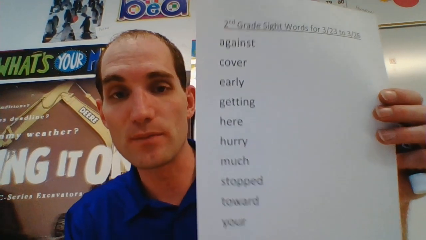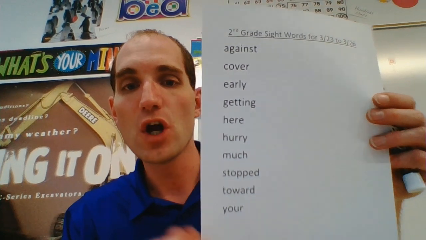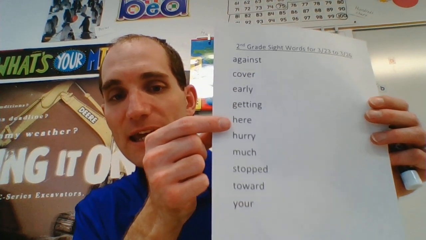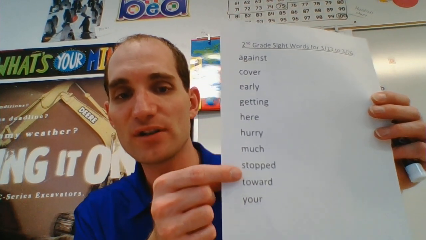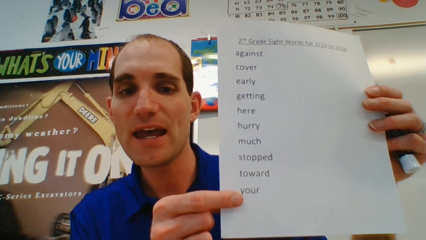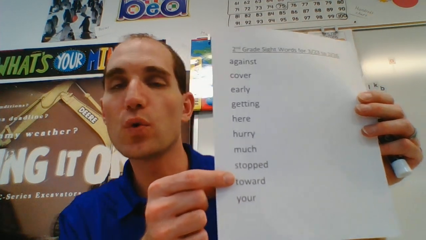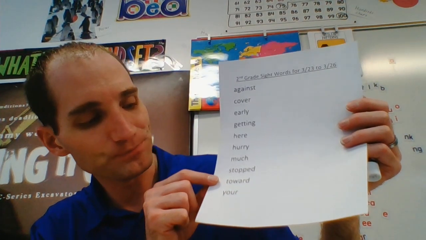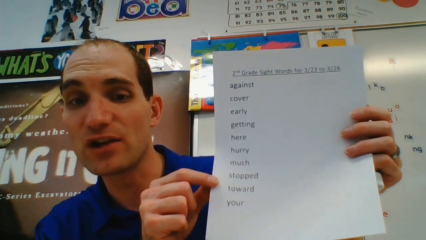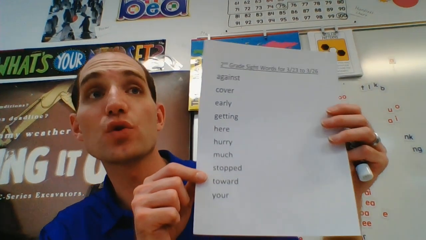Okay, now I want you to go, well, wait just a second. The sight words for this week, I'll just cruise through them real fast. Against, cover, early, getting, here, hurry, much, stopped, toward, and your. By the way, toward is a preposition that tells you where. I'm going toward the door. Where am I going? Toward the door. So good connection there.